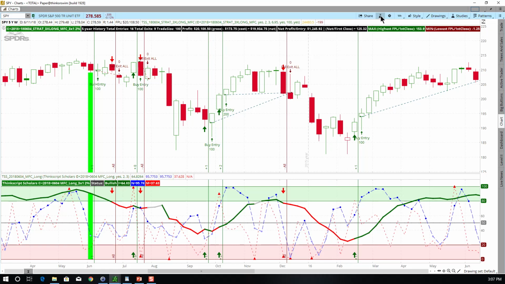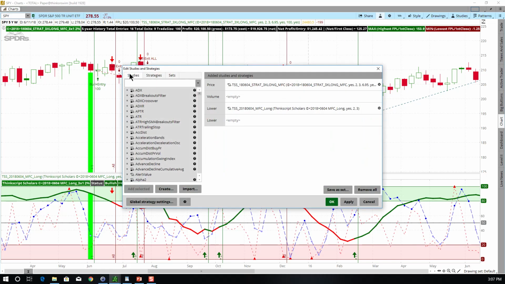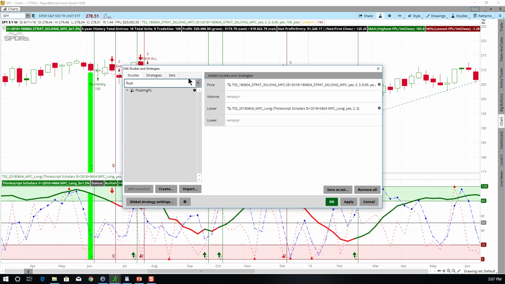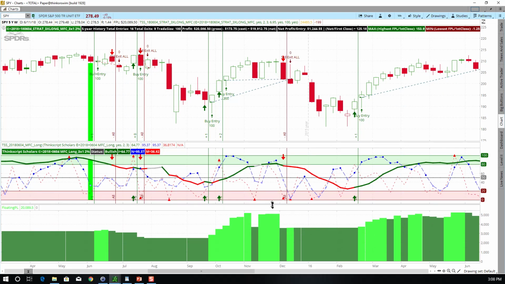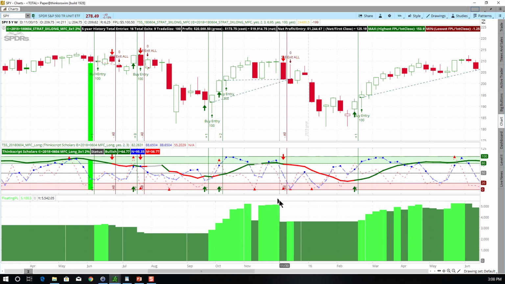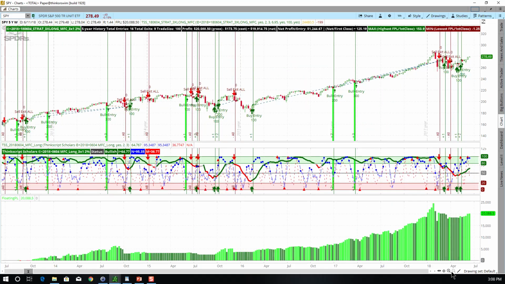Now there's another study that we will want to add, and it's called floating PL, floating profit loss. And this is really where the magic of this comes in, in my book. So we can see over time on a weekly chart where we would have been, how our money would have built up over time on this chart.